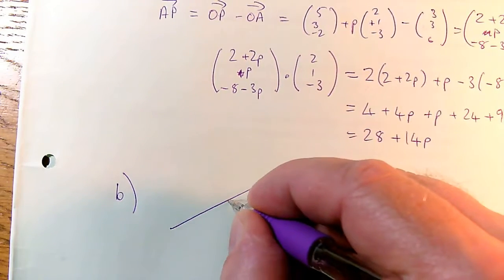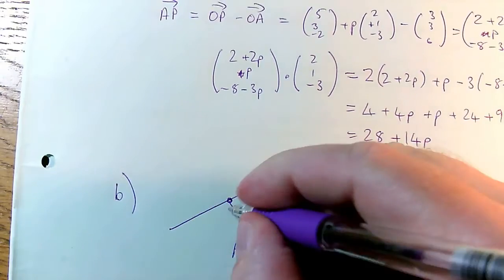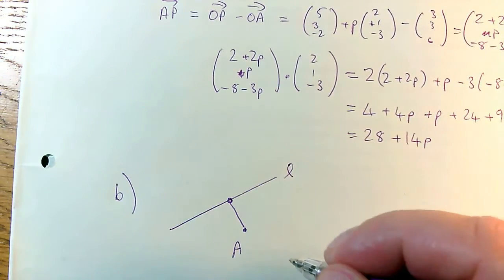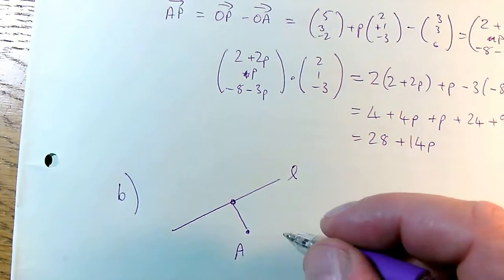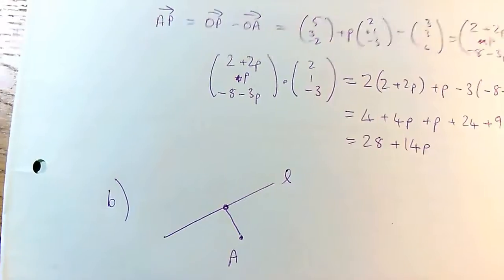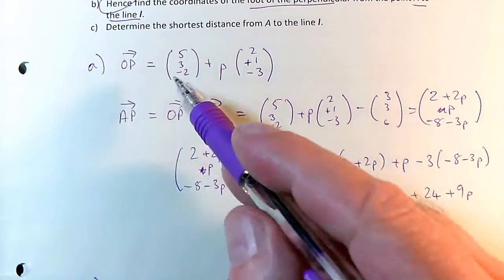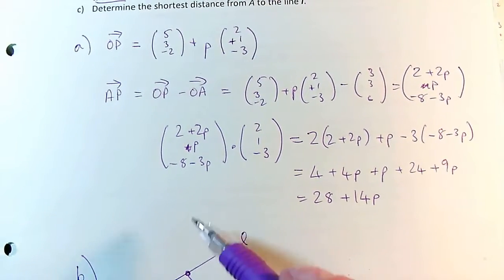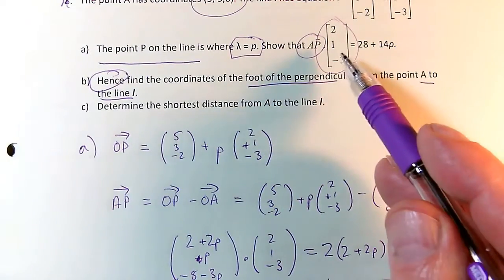So that's the foot of the perpendicular. And this line from A to this point is perpendicular to the line. They've asked me to consider this point P, which is on the line, and to consider AP dotted with something.